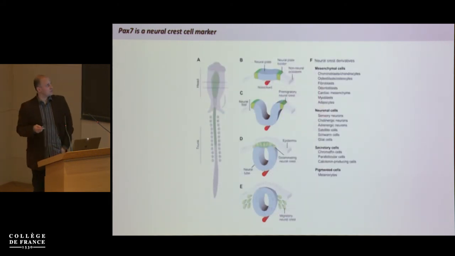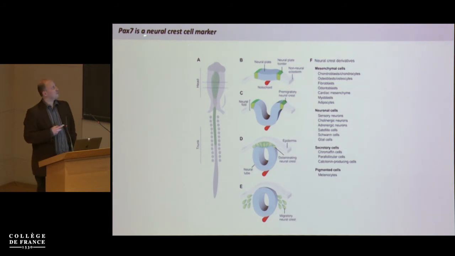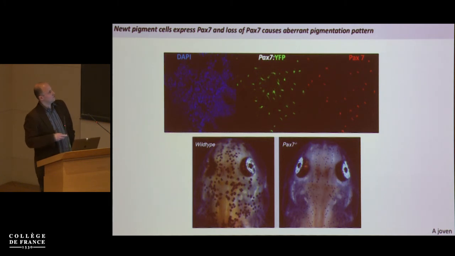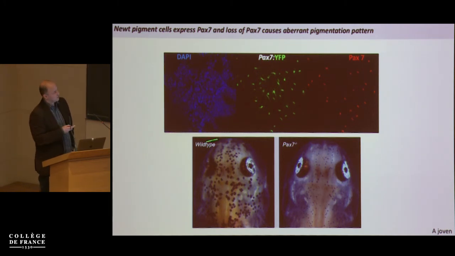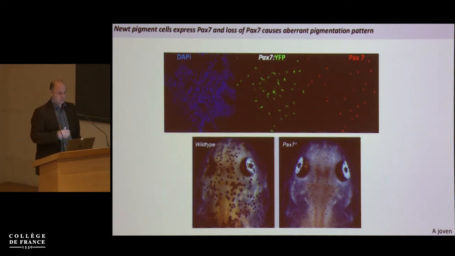Obviously that animals have problems may depend on that PAX7 is a neural crest cell marker, so it's involved in the formation of many different structures and cell types in the body. The most obvious phenotype that we can see, you can just look at this part of the figure, is the pigmentation defect. So you can easily see which animal is a mutant and which is not a mutant.